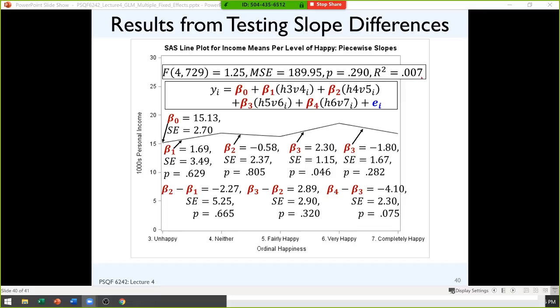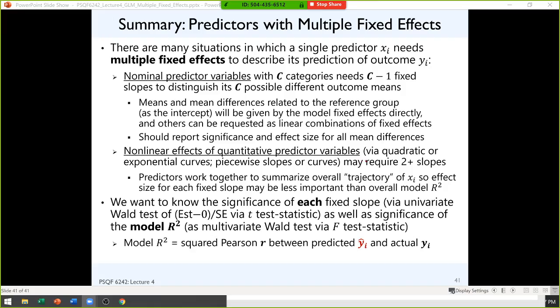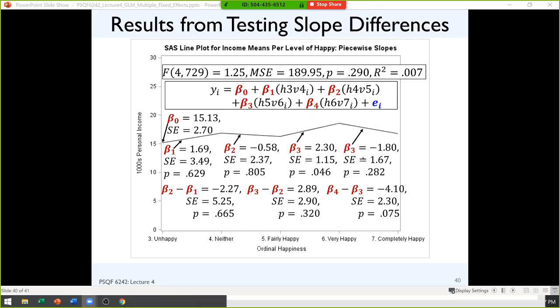R square is only 0.007. So the 4 slopes working together to try to capture this 3 to 4, 4 to 5, 5 to 6, 6 to 7, they don't do any better than chance. So the model with happiness as a predictor does not actually predict income. The overall model doesn't work. Even though one of these differences is significant, the overall model doesn't, because it's being pulled down by these 3 that are non-significant. And that's it. Ta-da! We finally finished it.